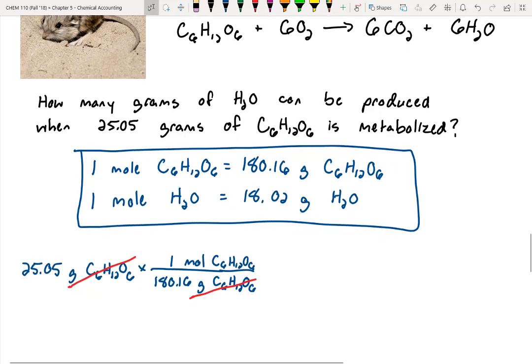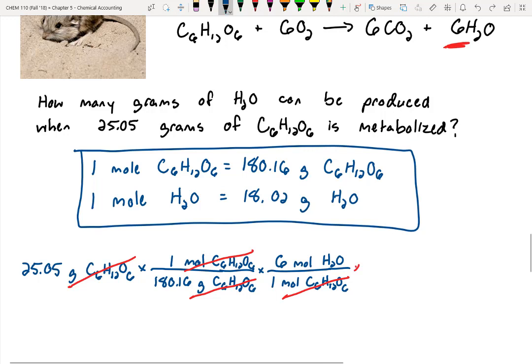All right, now we need to start converting from moles of glucose to moles of water. So I'm going to put moles of C6H12O6 on the bottom. I'm going to put moles of water on top. How many moles of water do we get out for every 1 mole of C6H12O6 we put in? 6 from our balanced equation, right? So we get 6 moles of water out for every 1 mole we put in. So it's a 6-to-1 ratio. Okay, we can cancel out moles of glucose. There we go. We've got moles of water.